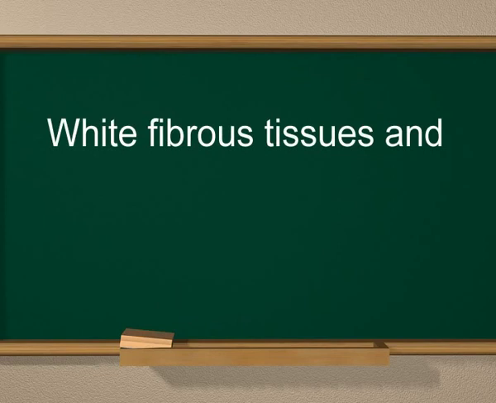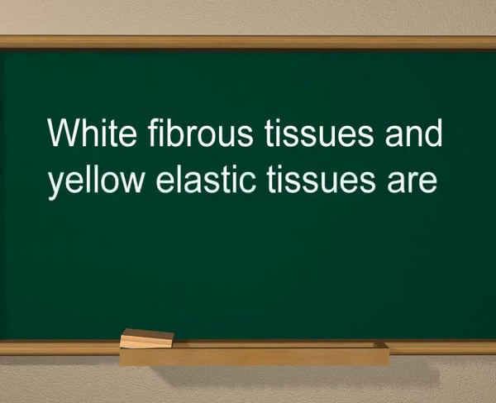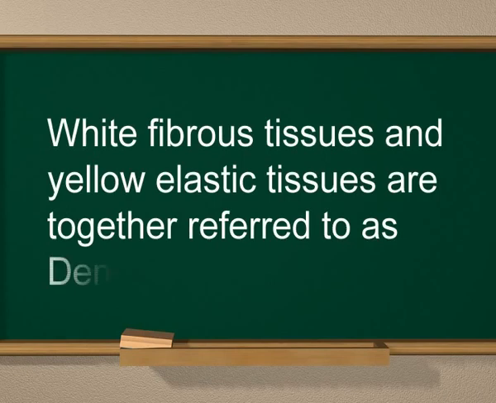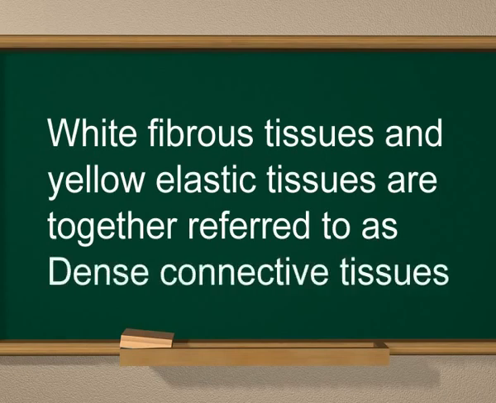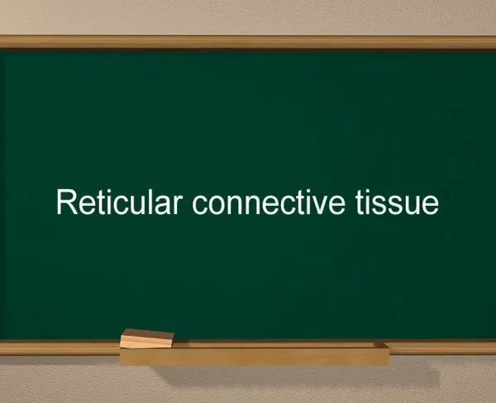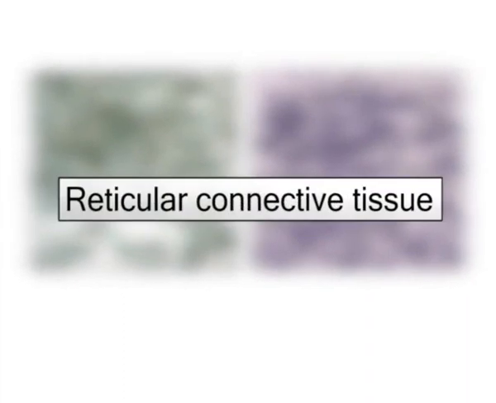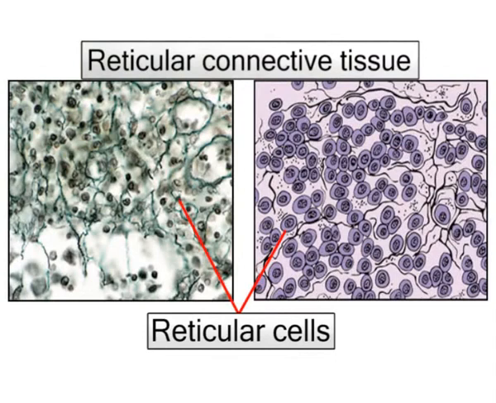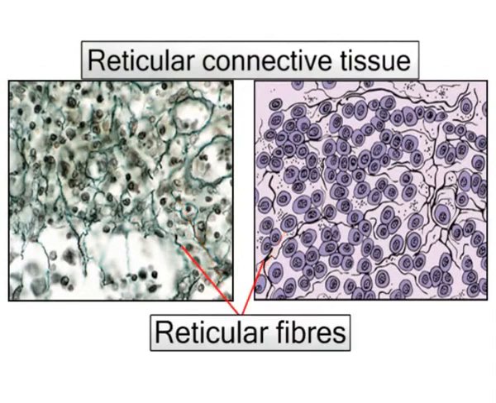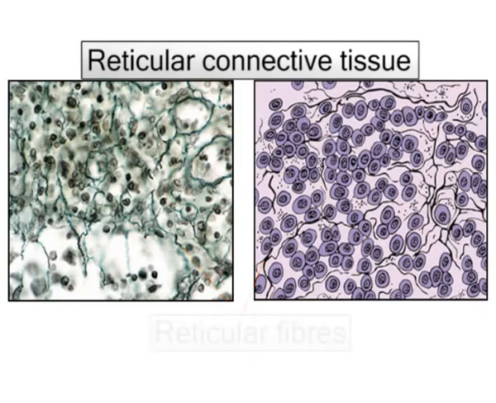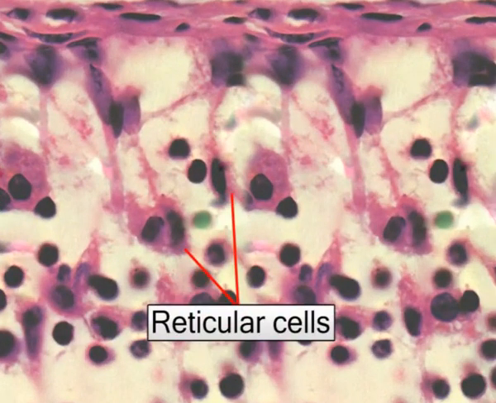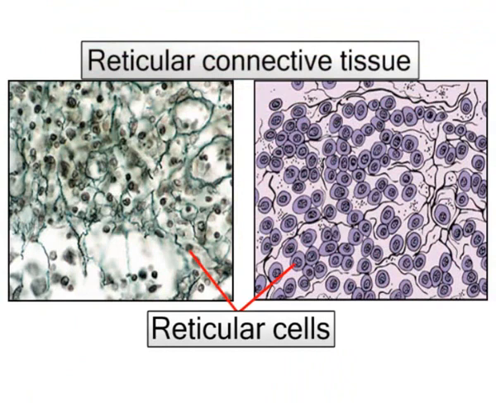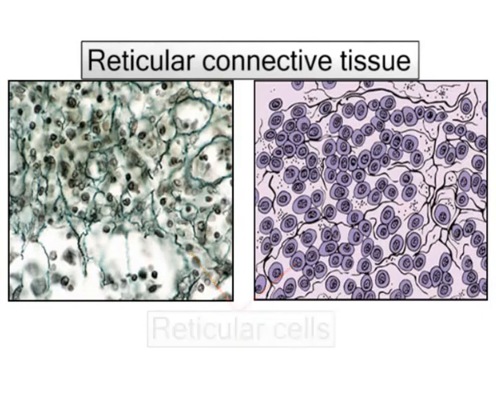The white fibrous tissues and yellow elastic tissues are together referred to as dense connective tissues. Last type of proper connective tissue is reticular connective tissue. Reticular connective tissue consists of reticular cells and a network of reticular fibers formed by them. The reticular cells are star-shaped. The protoplasmic processes of these cells join to form a cellular network.